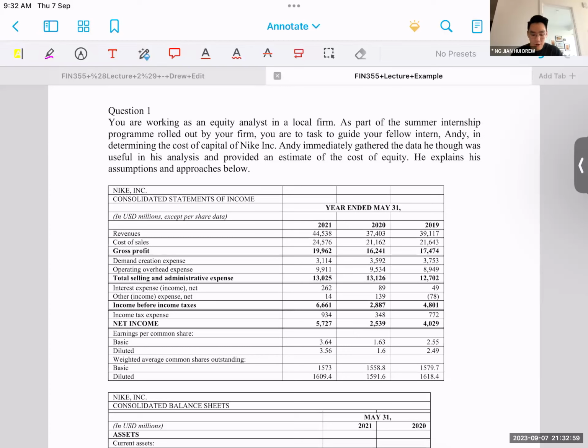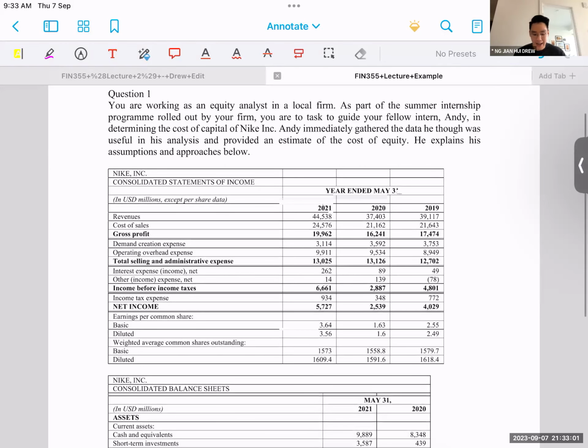Okay, so now let's look at this question. So you are an equity analyst. As part of the summer internship program rolled out by your firm, you are tasked to guide your fellow intern and determine the cost of capital for Nike. So this is not valuation, this is purely cost of capital, which is WACC, right?